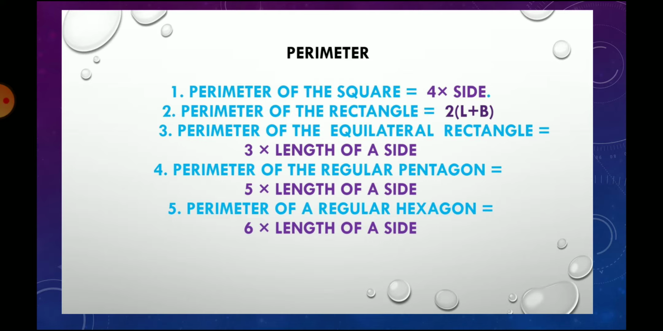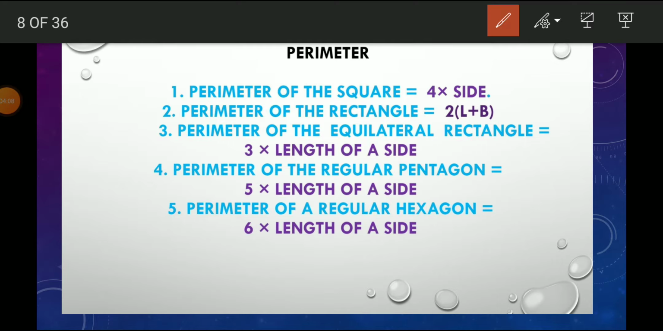Then perimeter of the equilateral triangle, not a rectangle, here it is a triangle. So 3 into length of a side. Then perimeter of the regular pentagon, 5 into length of a side. Because the equilateral triangle has three equal sides, we have to use the formula of 3 into length of a side. And also the regular pentagon.